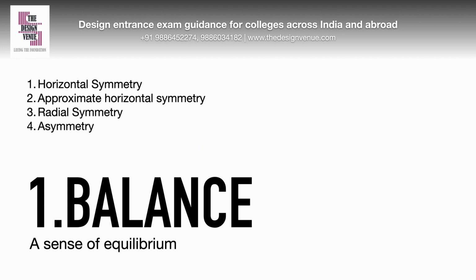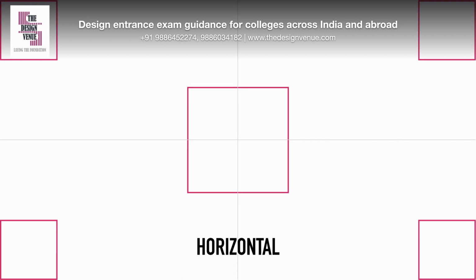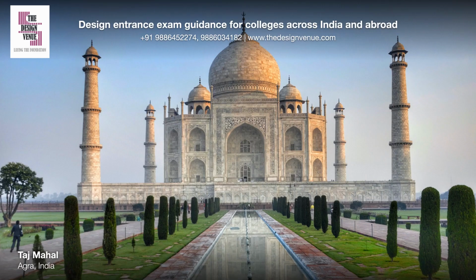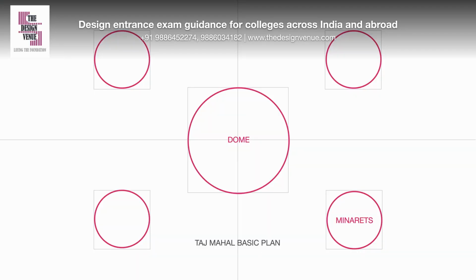The first one is horizontal symmetry. The basic placement guide for this type of balance looks like this. There is a dominant object in the middle and smaller elements at the corners. Notice that this composition is symmetric about both the axes. One of the best examples of this type of balance is the Taj Mahal. If we look at the plan of the Taj Mahal, we realize that it exactly follows horizontal symmetry. In fact, the Taj Mahal is known to be symmetric and balanced in many ways.